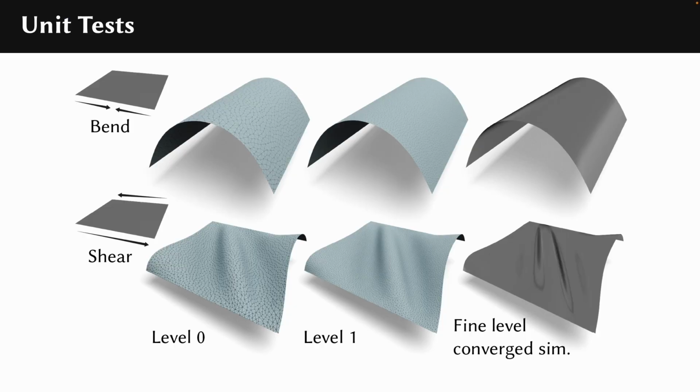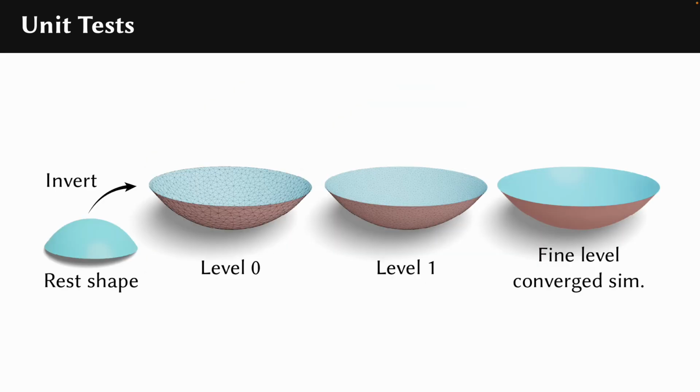We first show a few unit tests that demonstrate PSQ captures important structural behaviors at the fine scale. In this example, a metal sheet is bent and sheared, while the coarse level previews remain consistent with the finest level solution. Similarly, we show a half-dome stays stable as a symmetric equilibrium.